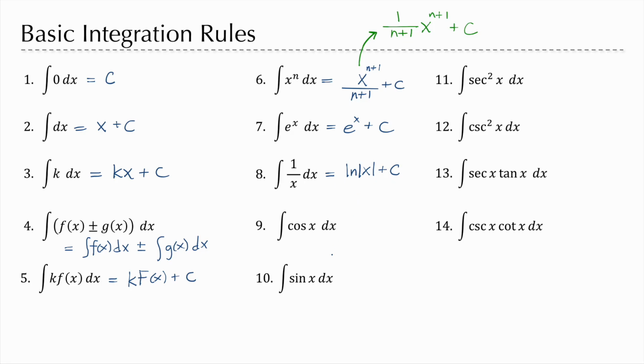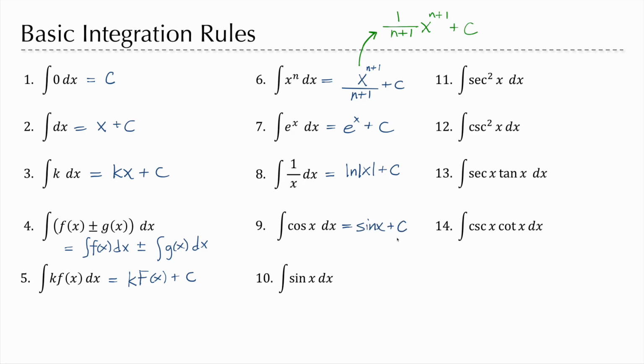Now, trigonometrically, I really want to again emphasize not to memorize these. Instead, we really want to say, yes, I know the derivatives of the trig functions, so let's simply think backwards. So on number 9, if I'm saying what's the antiderivative of the cosine of x, I'm going to say to myself, what did I find the derivative of that gives me cosine of x? So in this case, it would be the positive sine of x.